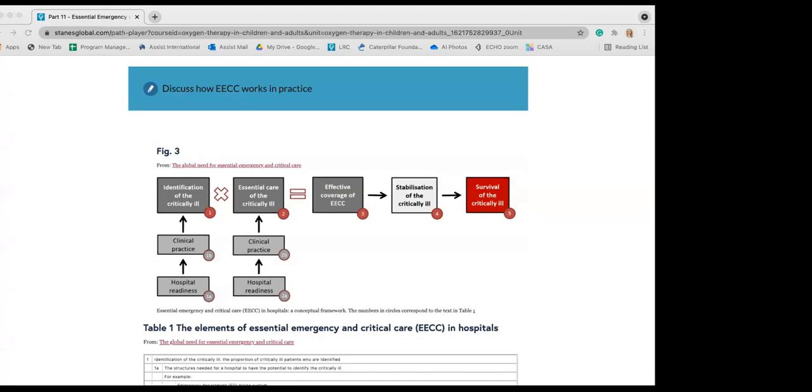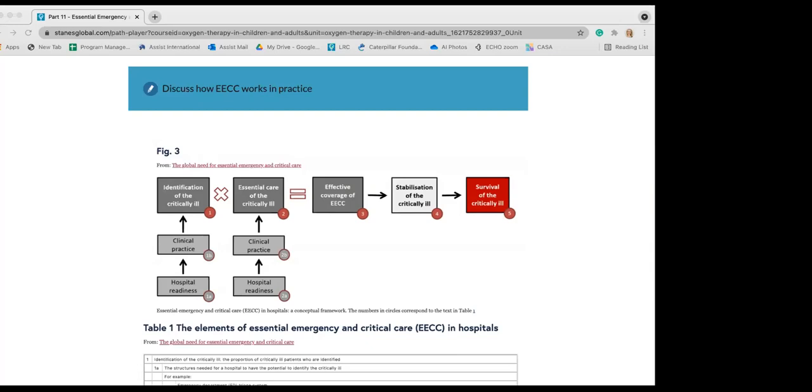And after you do that, you need to be able to provide stabilization, and then you need to measure the survival for critically ill patients. I think that's where we need more work in our context. I don't think we have a good data set for outcomes of our patients. We have managed to do a few retrospective studies, but we need to do more.